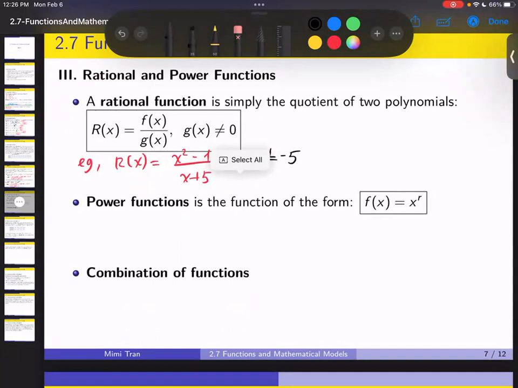Power function is a function of the form f of x equals x to the r, where x and r are real numbers. Is it like a baby form of polynomial, you think? No, it's not. I know it looks very tempting, but power functions are not polynomial. I'll give you an example.